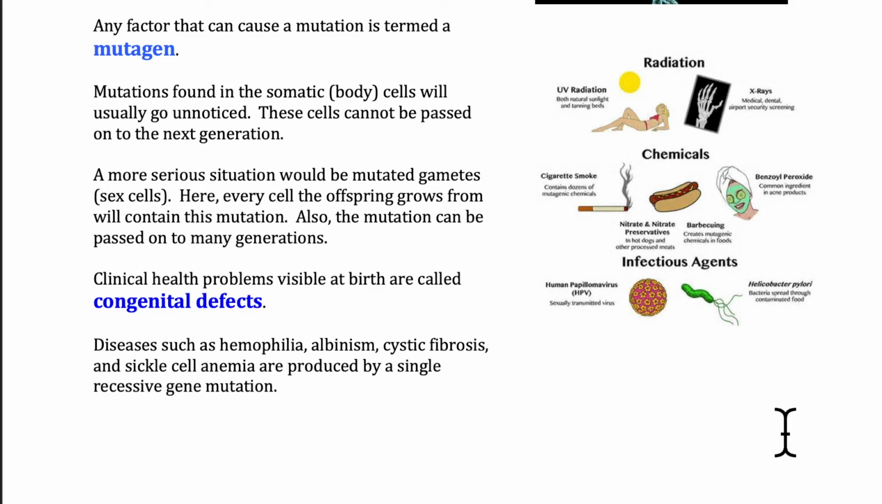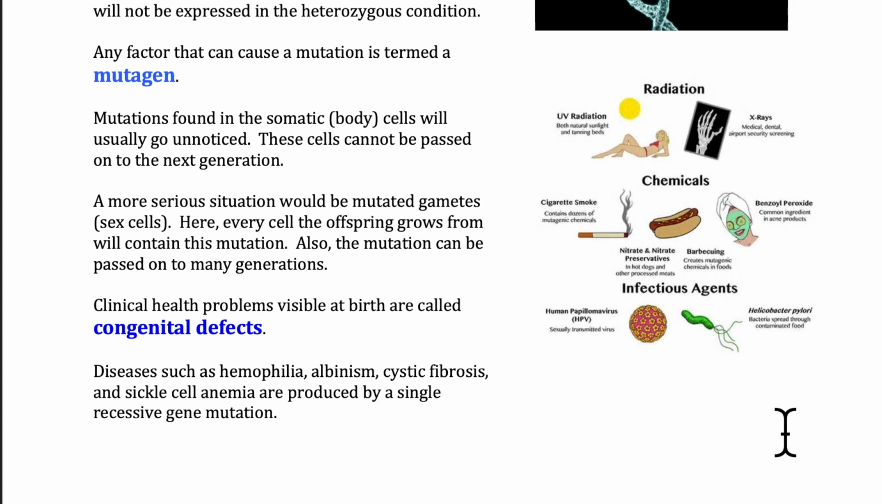Be careful. Mutations found in the somatic, which means body, cells will usually go unnoticed. These cells cannot be passed on to the next generation. A more serious situation would be mutated gametes or sex cells. Here, every cell the offspring grows from will contain this mutation. Also, the mutation can be passed on to many generations.